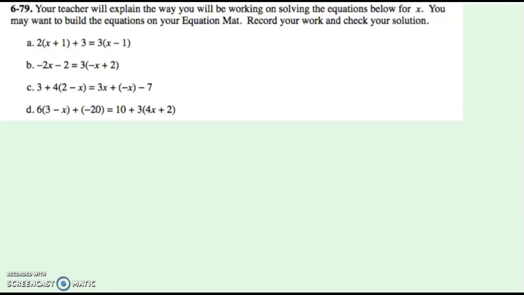Problem 79. Your teacher will explain the way you will be working on solving the equations below for X. You may want to build the equations on your mat. Record your work and check your solution. So I'm going to do A with you, and then I'd like you to do B, C, and D on your own.